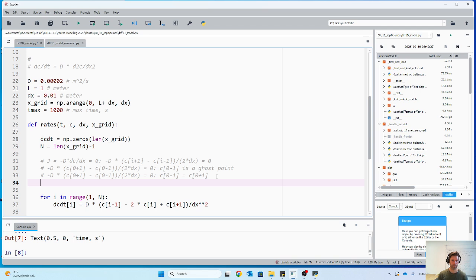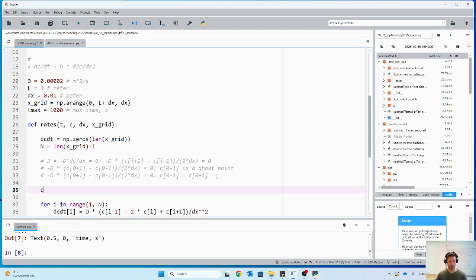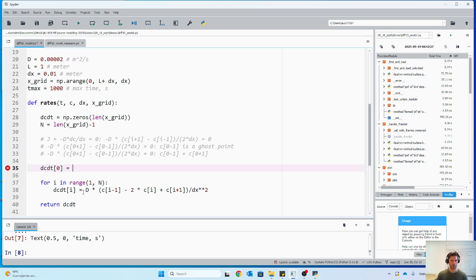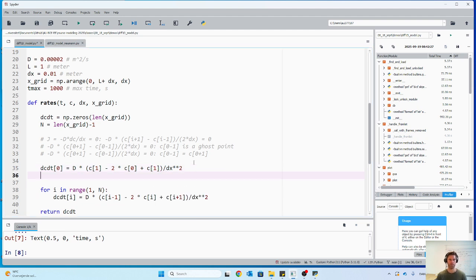And now we can use this information when we define the derivative at the left boundary. So we start by copying the diffusion equation here. We then replace the index, which is 0 at the left boundary. And we now substitute this one into the ghost point position, which would be here. And we can then get rid of this. So now it's all fixed for the left boundary.